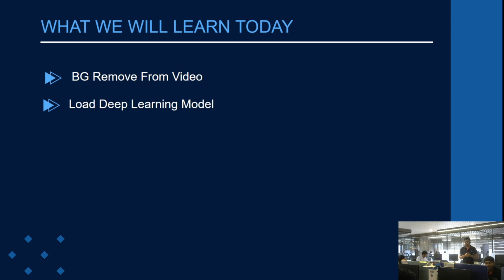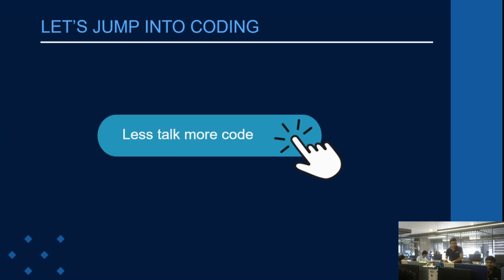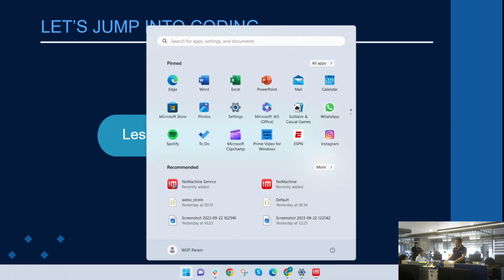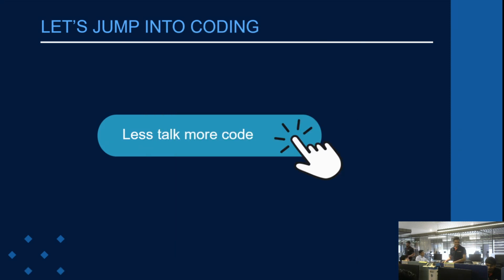And at the end, we will learn two more things: how to remove background from a video, and we will load some deep learning models, like heavy models, into OpenCV without using any other external libraries. So yeah, we will talk less and we will do more coding today. Okay?